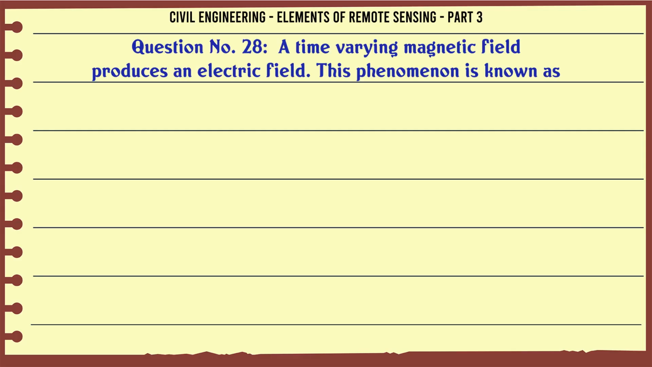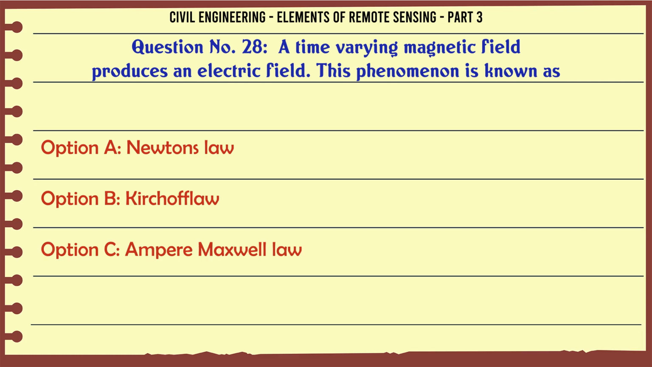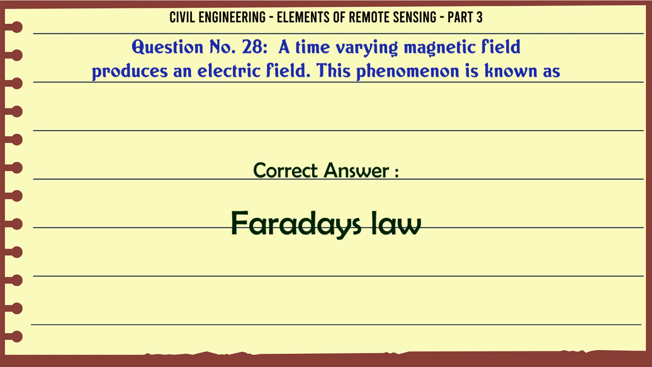A time-varying magnetic field produces an electric field. This phenomenon is known as A. Newton's law, B. Kirchhoff's law, C. Ampere-Maxwell law, D. Faraday's law. The correct answer is Faraday's law.